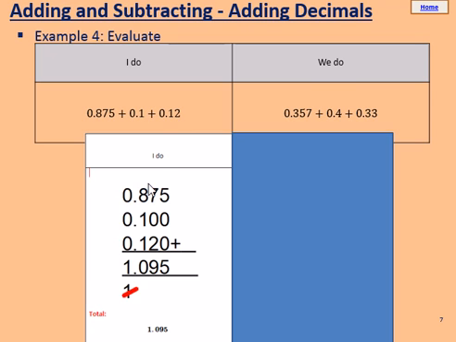So if we write those all in the column, it's 0.875, 0.100, that's 0.1. Remember the 1 is in the tenths column. And 0.120, remembering that the 1 is in the tenths column, the 2 is in the hundredths column. And start on the right. 5 add 0 makes 5.